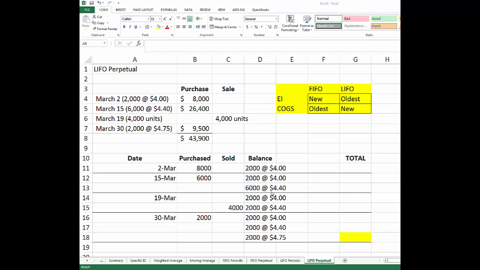Under the LIFO Perpetual method, we're going to calculate the inventory cost as we go throughout the period. Under LIFO, we're going to sell our newest inventory, and so our oldest layers will be the inventory that we'll hold on to. So our first purchase of 2,000 units at $4 is our first layer. And then we have an additional layer to add on top, 6,000 units at $4.40. And so far this looks exactly like our previous problem when we did FIFO under the perpetual method.